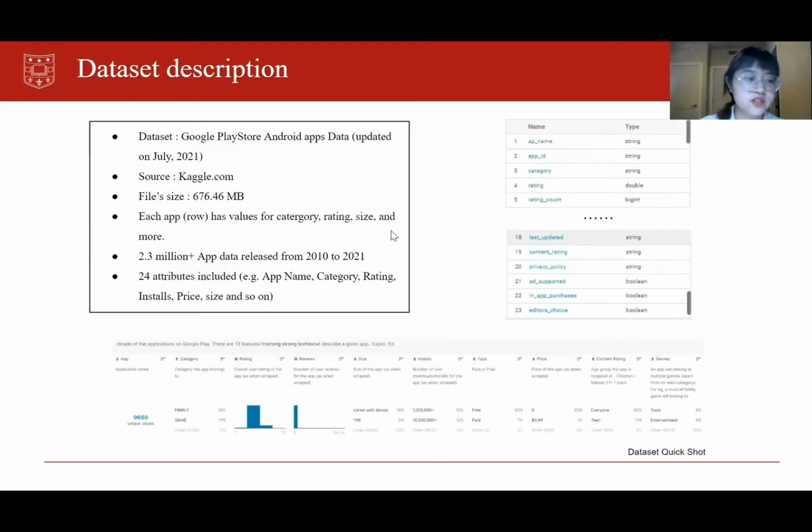We choose our dataset from Kaggle, which is one of the biggest dataset websites. The dataset is called Google Play Store Apps, which is 676.46 MB. Each app has values for category, rating, size, and more. And within the dataset, it contains a huge quantity of basic information about apps. And the dataset is also clean with less missing data, reducing the difficulty to analyze. Besides, the data was collected in the last year, which is relatively new. So we choose the dataset.